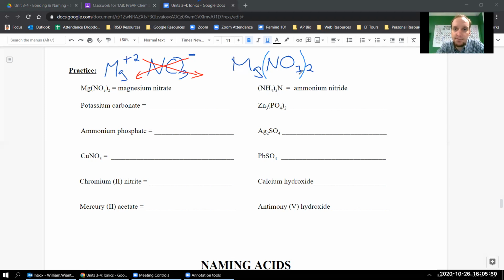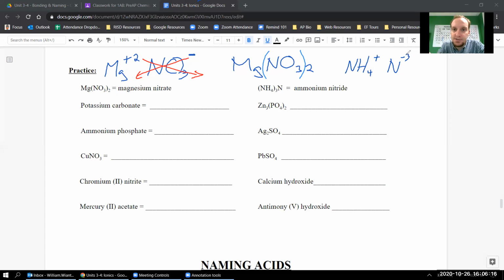Another example, right here on the right side of the screen, is (NH4)3N. Ooh, that's crazy. Ammonium is NH4. It's the only positively charged one. It has a +1 charge. And then nitride is just regular nitrogen. Again, not nitrate. Nitrate is on the left side. This is nitride. Nitride, from the periodic table, has a -3 charge because it's in group 5.